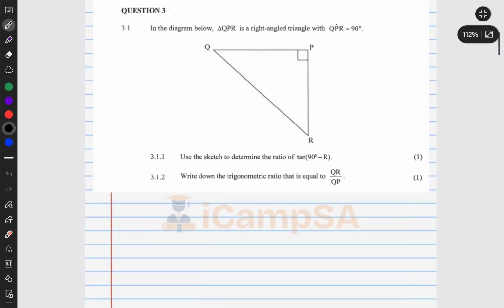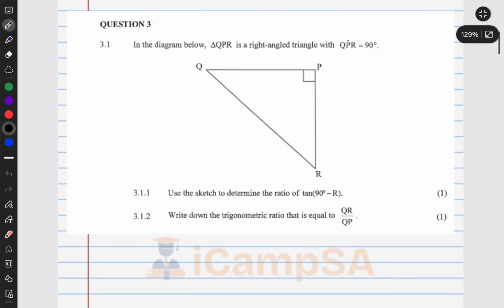So in question 3, we are given data. The statement is as follows. In the diagram below, triangle QPR is a right-angled triangle with angle P in QPR being equal to 90 degrees. What do we know about the side that is facing the 90 degrees? This side is the hypotenuse.